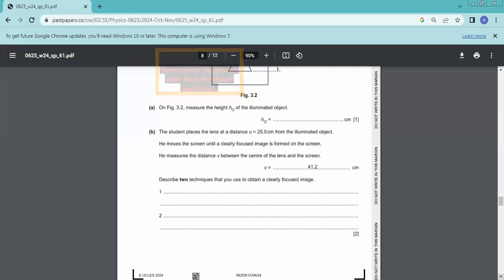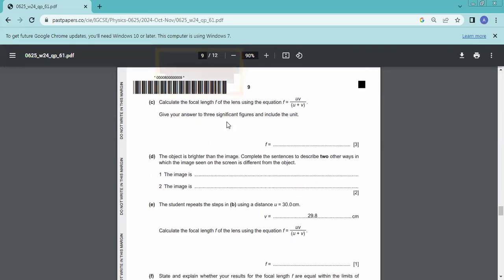Okay, next we have to calculate the focal length of the lens using the equation. This equation is already given. Give your answer in three significant figures. It's very important to always give the answer in three significant figures and include the unit as well. They haven't given the unit.